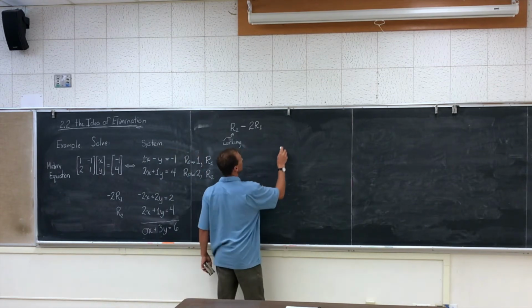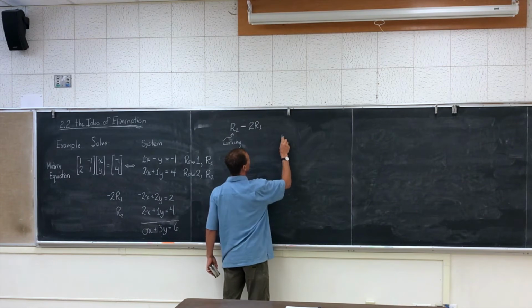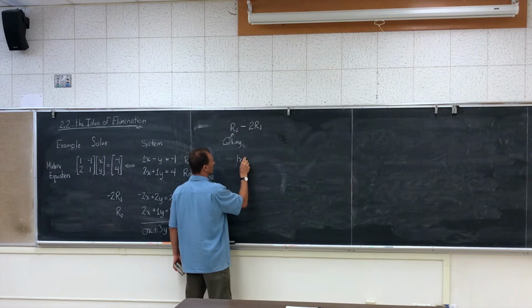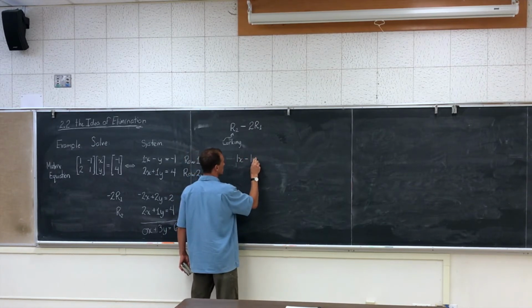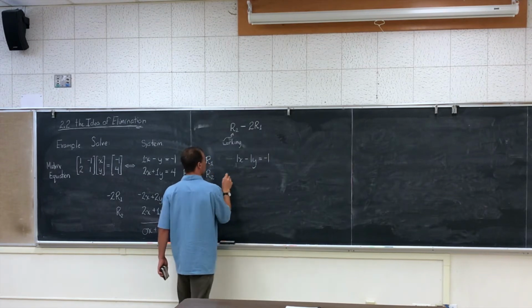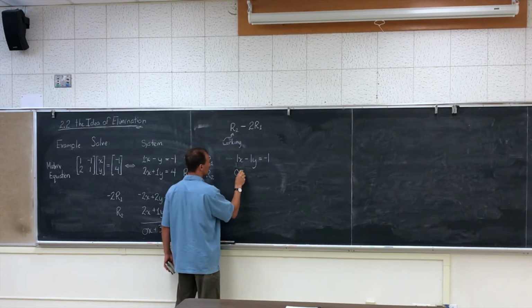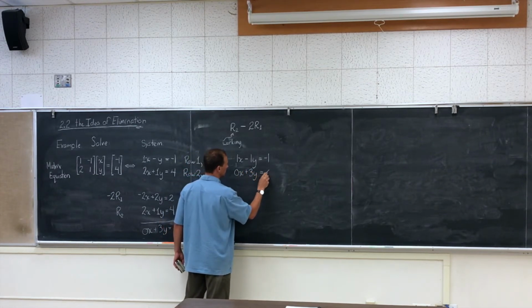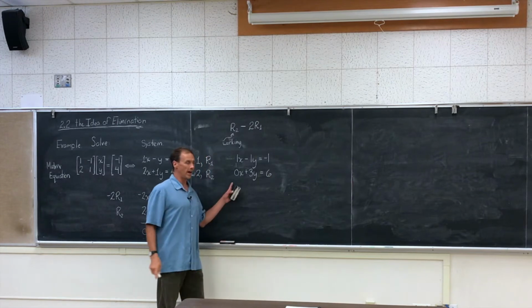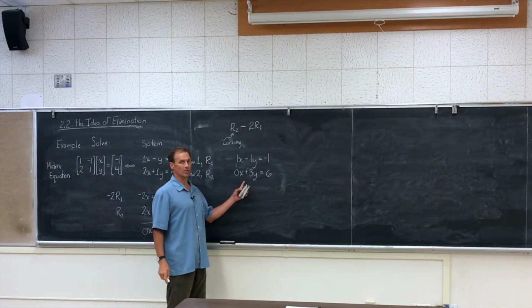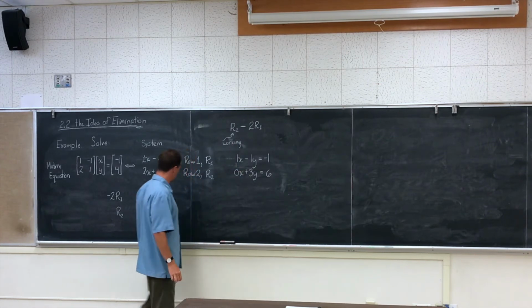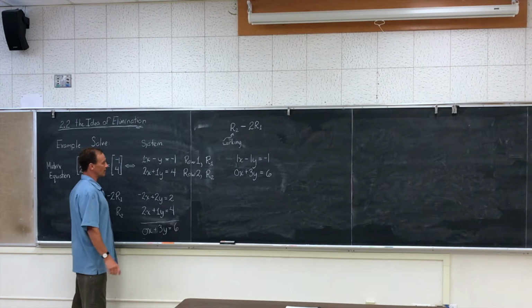And that, I'm going to recopy that. Let's copy that over here as 1x minus 1y equals minus 1, and 0x plus 3y equals 6. That is my new system of equations that result from that operation. And let's take a look. Okay. Notice a few things.